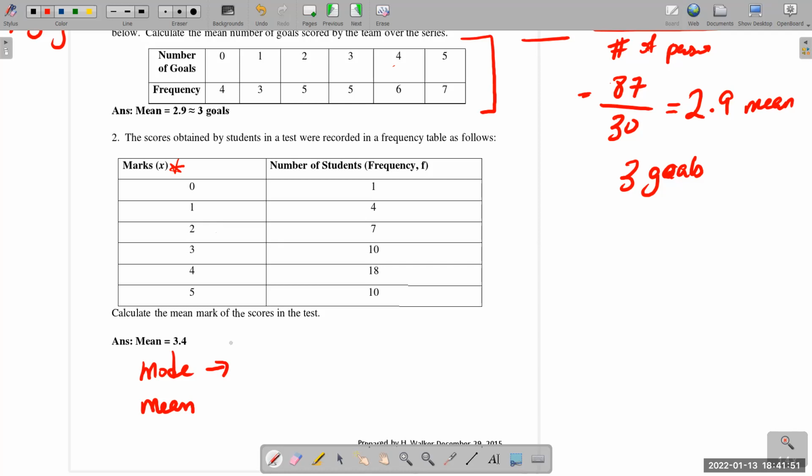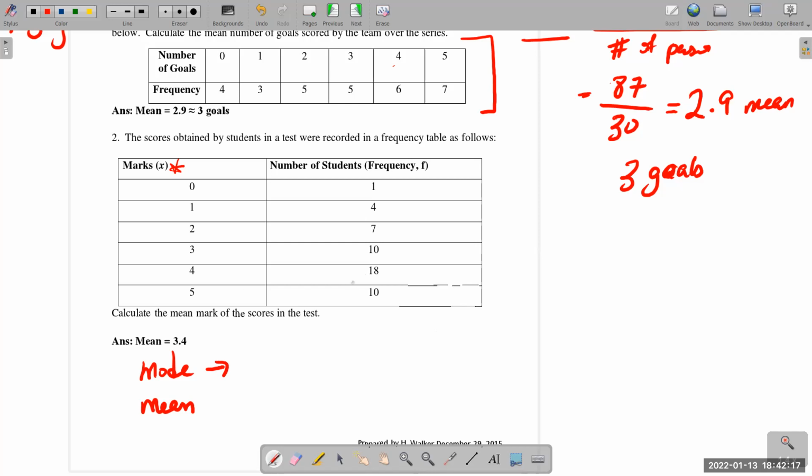Which is the mode mark? So Natalia said 4. Okay, everybody said 4. Everybody, you are correct. Excellent. So you are starting to understand it now. So we see here the mode mark has to be the one with the highest frequency.